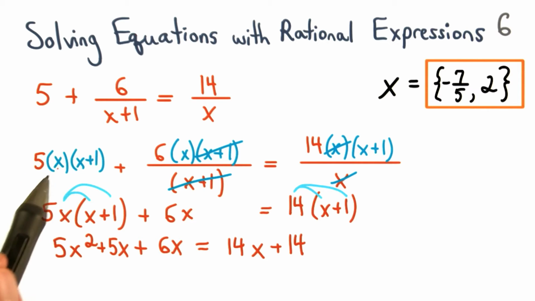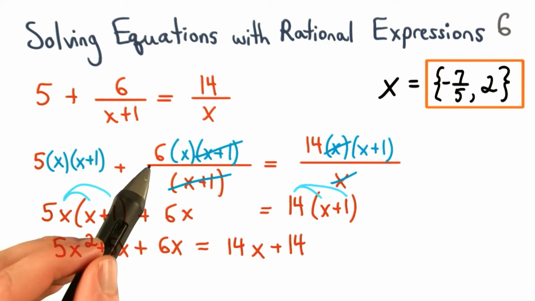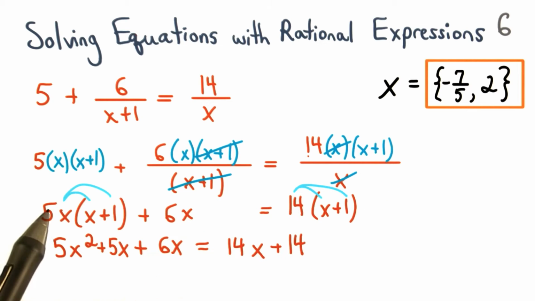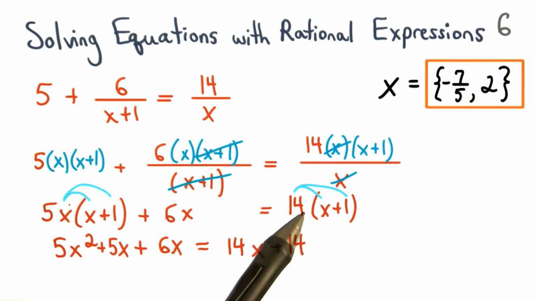So we'll have 5x times x plus 1 plus 6 times x, which equals 14 times x plus 1. Next, we distribute the 5x and the 14 to get our new equation. I have a quadratic term here, so I know I need a factor. I'm going to move these terms to the left side, so that way I can set the left-hand side of my equation equal to 0.